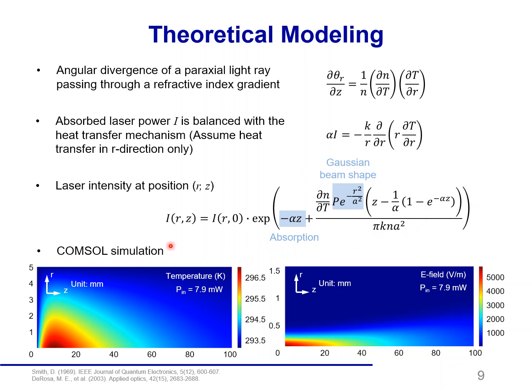We also confirm this by COMSOL simulation. The COMSOL simulation shows the temperature distribution inside the material. We can see a very strong temperature gradient in the R direction of the material, and this will cause the light beam to diverge inside the material like this.